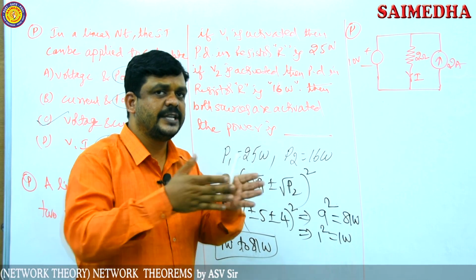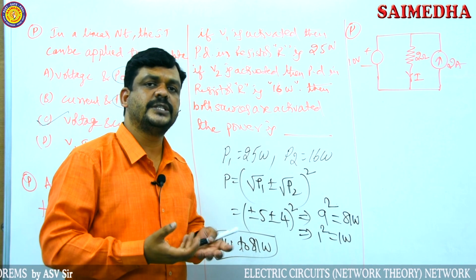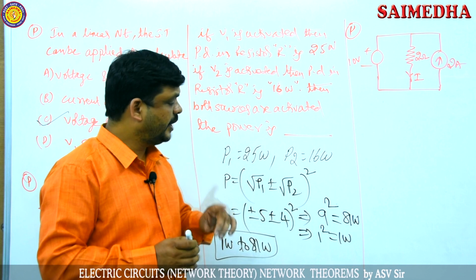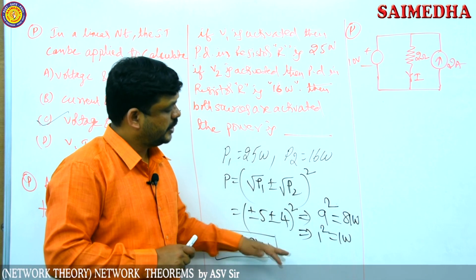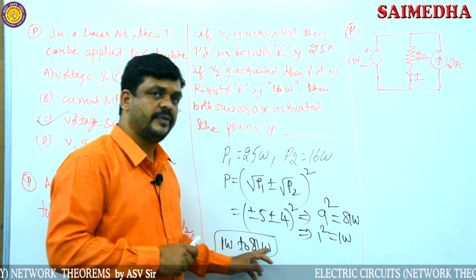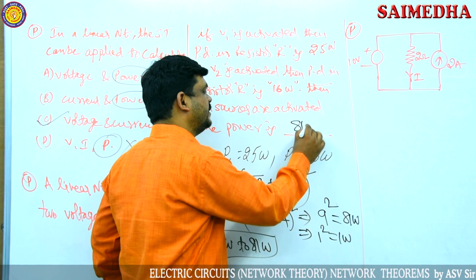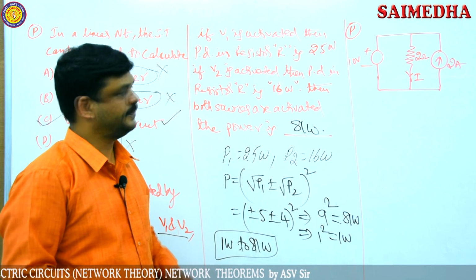If both currents are in the same direction, then we have to perform the addition operation. If both are in opposite directions, then we have to perform the subtraction operation. From that, we can write either a plus or minus operation. So the range is 1 watt to 81 watts, and if the question is what is the total power, then write maximum power is 81 watts. Depending on the options, you can select any one here.